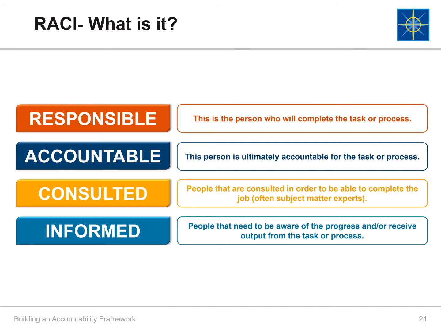So let's go through what RACI stands for. R stands for responsible. This is the person or people who will complete the task or process. A stands for accountable. This person is ultimately accountable for the task or process. C stands for consulted. These are the people that are consulted in order to be able to complete the job. They are often subject matter experts. I stands for informed. These are the people that need to be aware of the progress and/or receive output from the task or process.